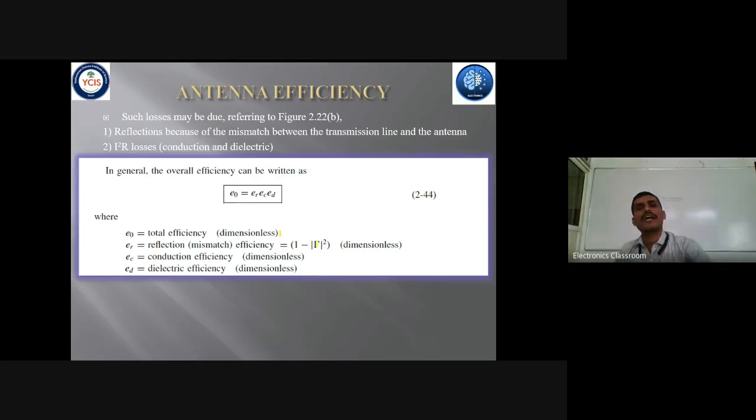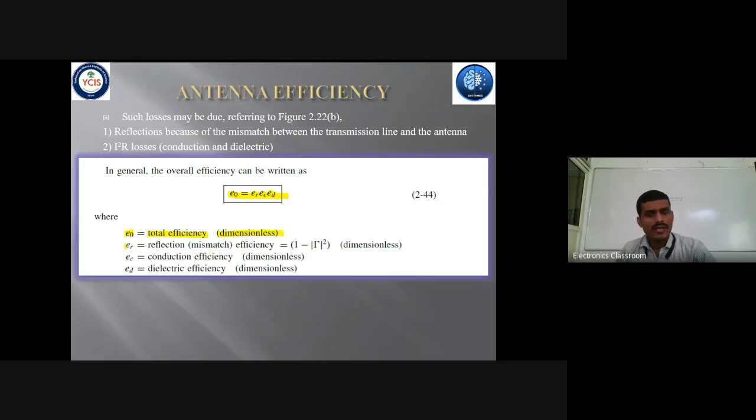Now your overall antenna efficiency can be calculated or written by using E0 is equal to ER into EC into ED. Total antenna efficiency is the product of the reflection efficiency, conduction efficiency and dielectric efficiency of that antenna. Now E0 is your total efficiency, which has no dimension. It means it is dimensionless.